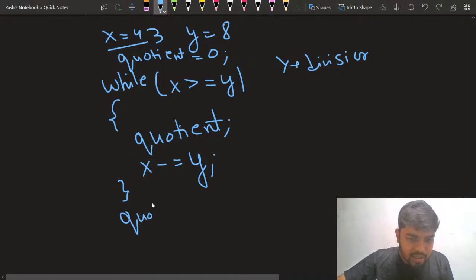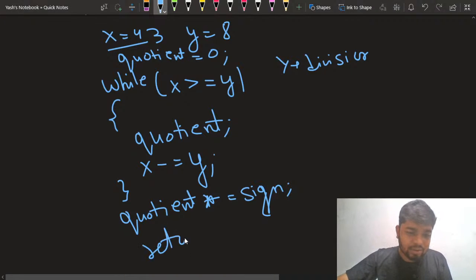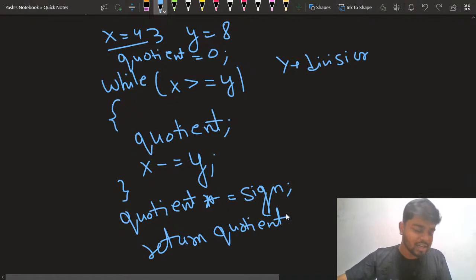You can do a quotient asterisk equal to sign, right? Why? Because you need to return with the sign, and in the end you can simply return the quotient. Is this approach clear to all of you? I just wanted to know what you do.